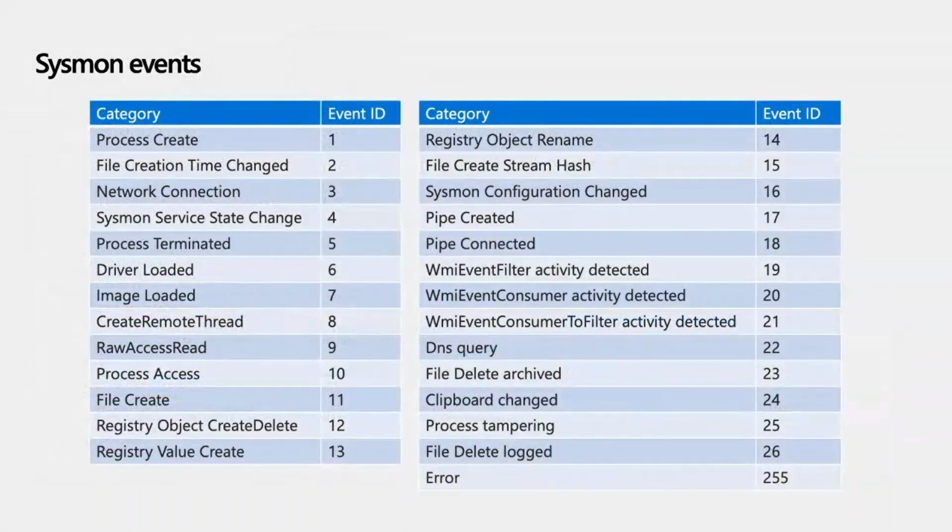Here's the list of all the events we support right now, 26 of them. We keep growing that list every time we find there's something useful that we can collect and filter. I think last time we made a presentation about Sysmon, we had about 18. Now we added WMI support, we added DNS query, file delete, archive or logs, clipboard monitoring, and process tampering, which is detecting things like process overloading.